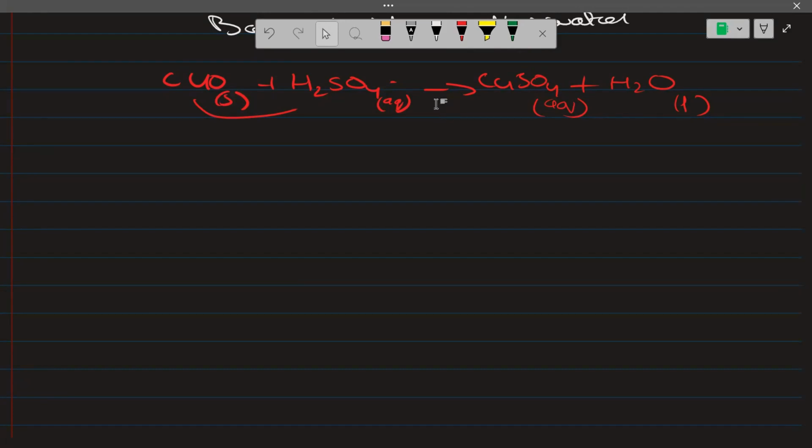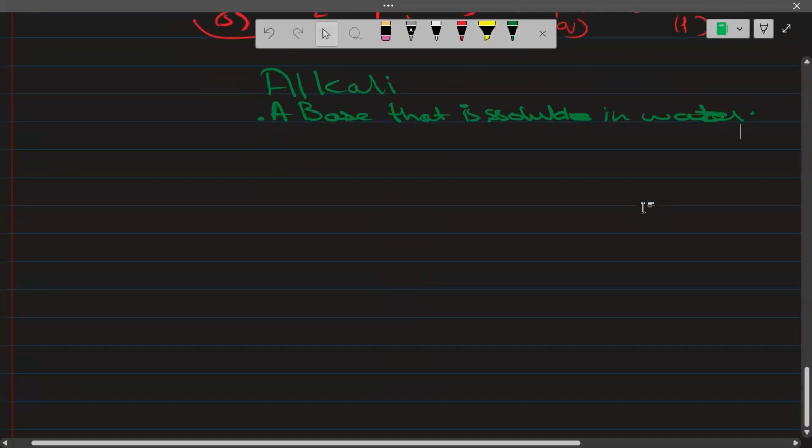Okay. So what is an alkali? An alkali is a base that is soluble in water. So now let's start alkali. What is an alkali? A base that is soluble in water.